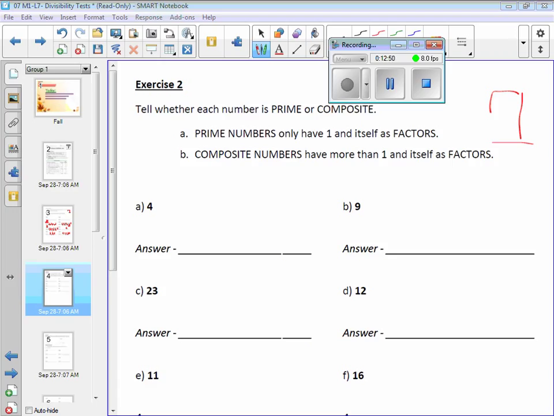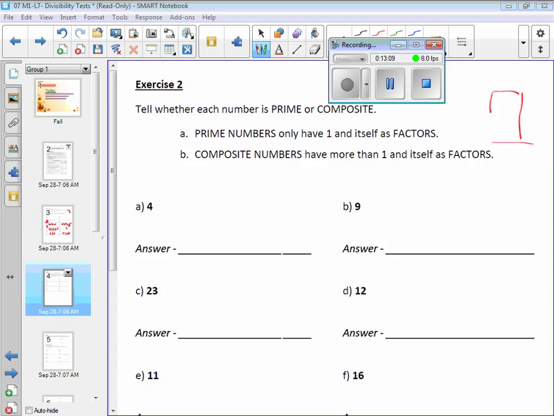Anyway, back to the question. By definition, what's a prime number? The only factors of it are 1 and itself. Correct. Only 1 and the number itself goes into it. Composite.